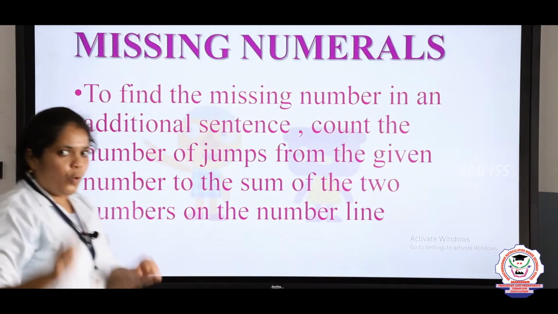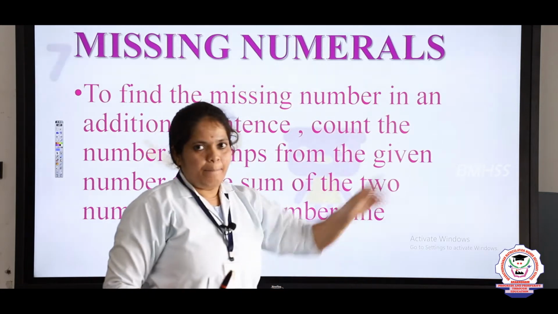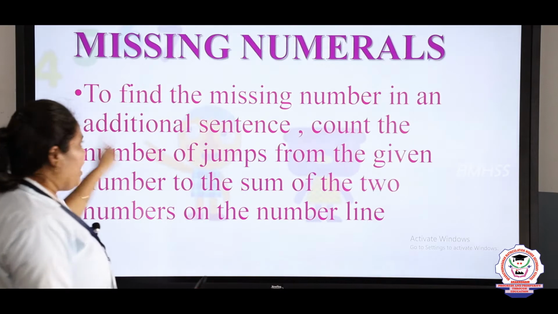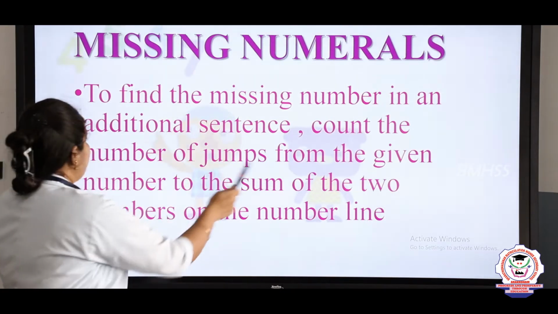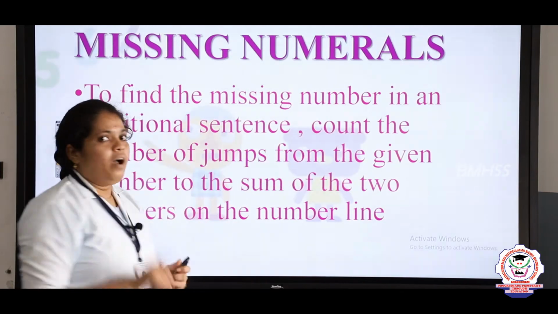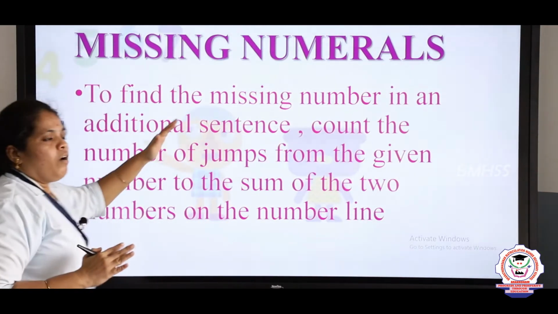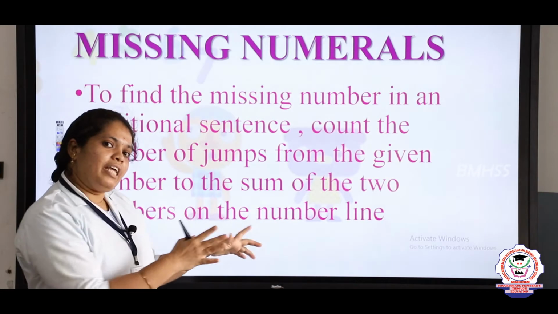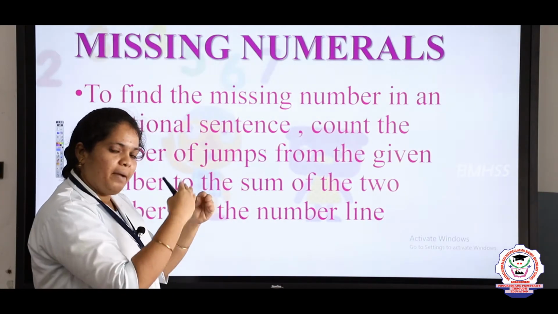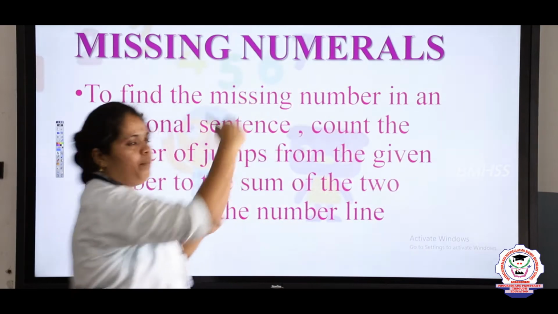See, next we are going to see missing numbers. So a missing number is nothing but finding the missing number in an addition sentence. Count the number of jumps from the given number to the sum. I will tell you, so addend 1. What we have to do here is, they will give addend 1 or addend 2. We need to jump from the addend number to the sum number.